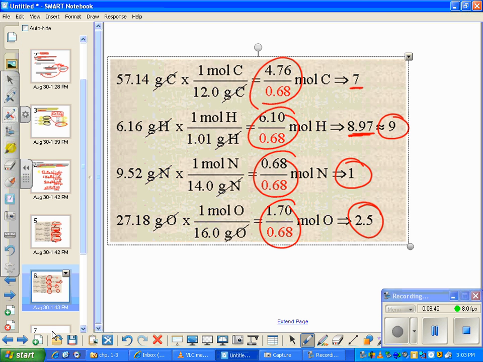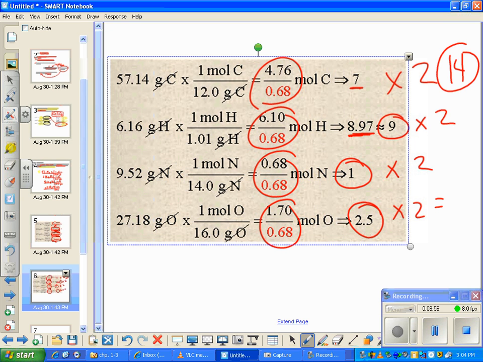So what does that mean? Well, it means I have to take this and multiply it by 2. You have to multiply everything by 2. So 7 times 2 is going to be 14 now. 9 times 2 is going to be 18. 2 times 1 is going to be 2. 2.5 times 2 is going to be 5.